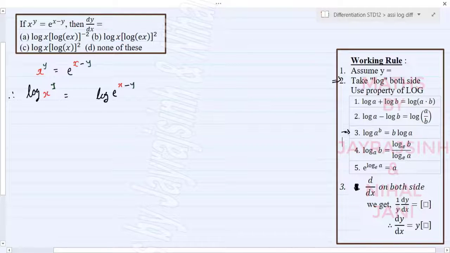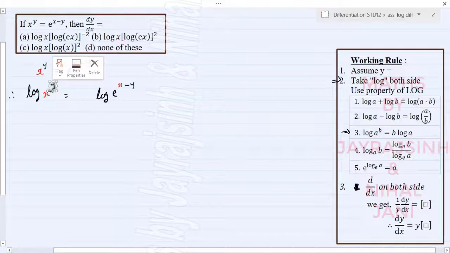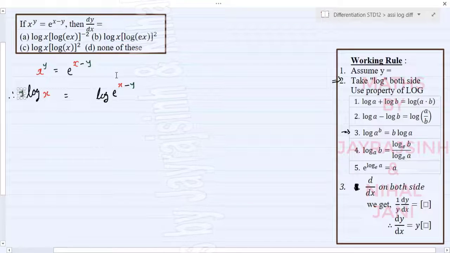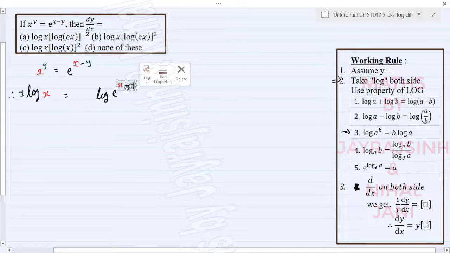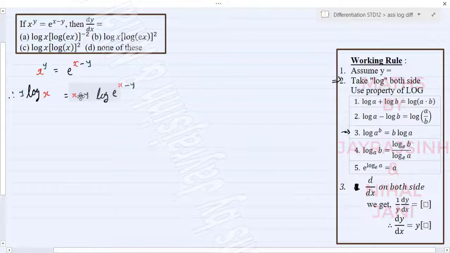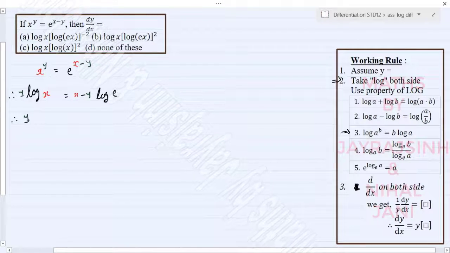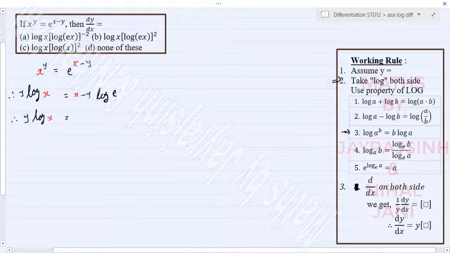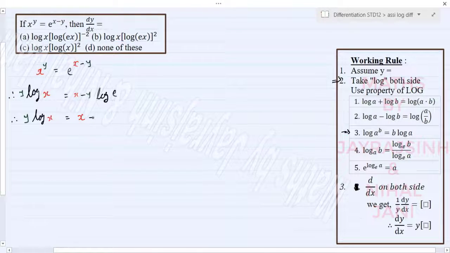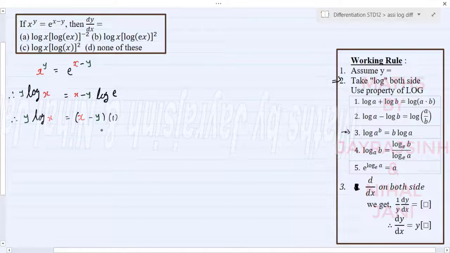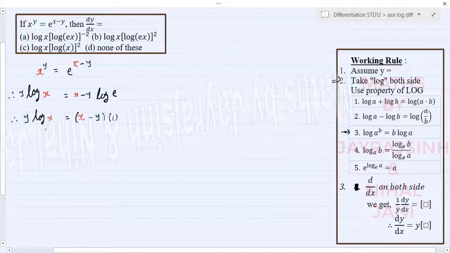According to our property, we can say this y, which is in power of x, can be moved to the multiplication of log. Similarly, on the right hand side, this x minus y will move to the multiplication of log. So we can say y into log x will be equal to x minus y. The value of log e is simply 1. So here we get our simplest form of equation.